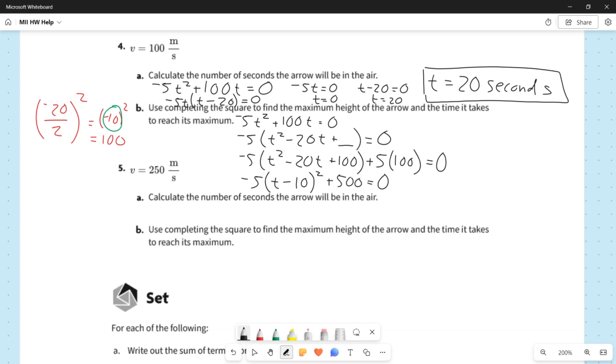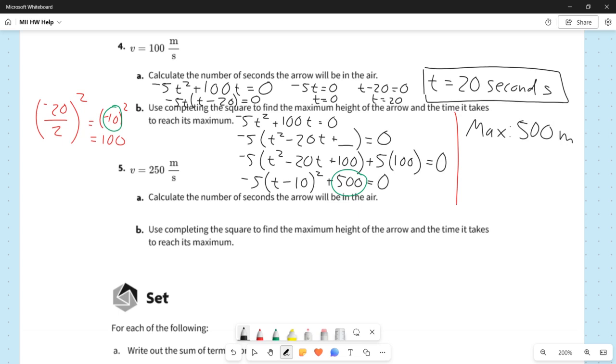And at this point, we can stop. We can stop here because it says use complete the square to find the maximum height. Well, the maximum height, this piece of my equation, the largest that value can be is 0, because no matter what I plug in for t, I'm going to get either 0 or a negative number. So that's capped at 0, which means my maximum height is this guy. So my maximum height is 500 meters.